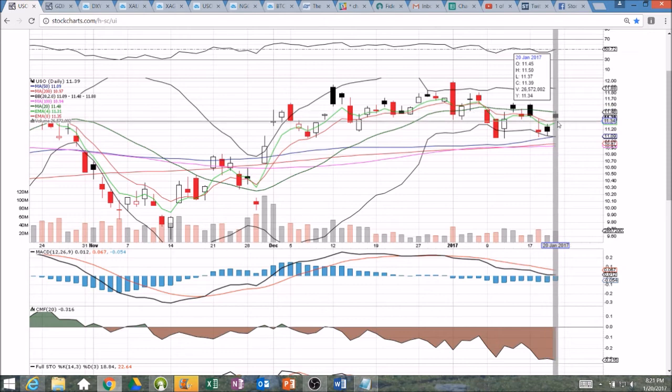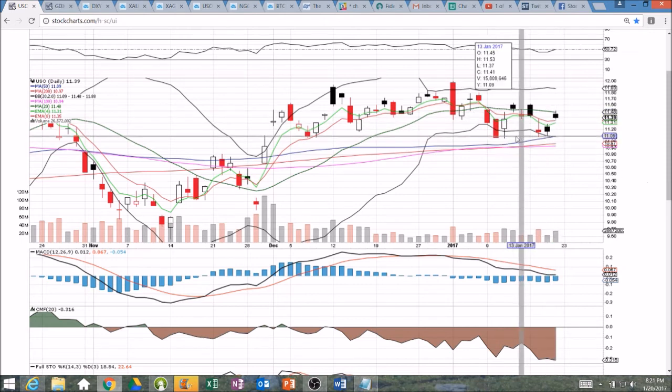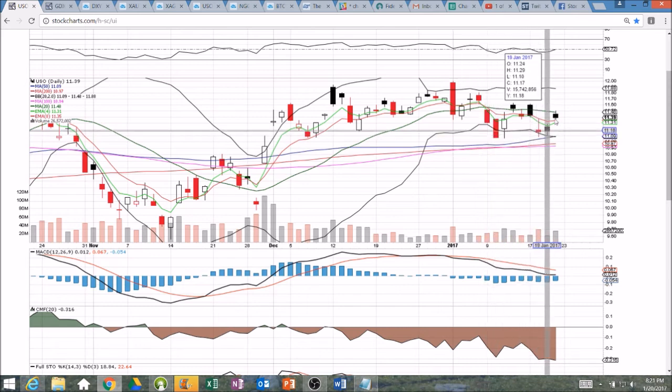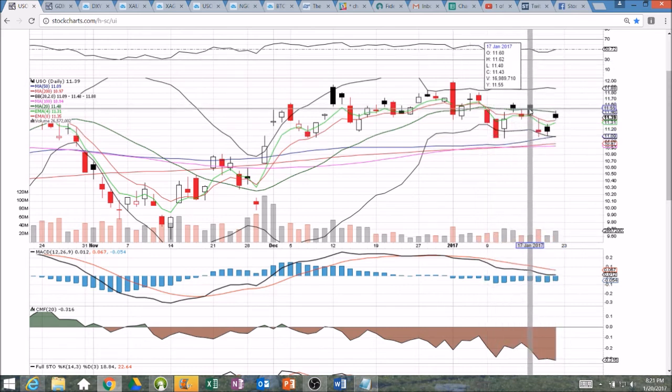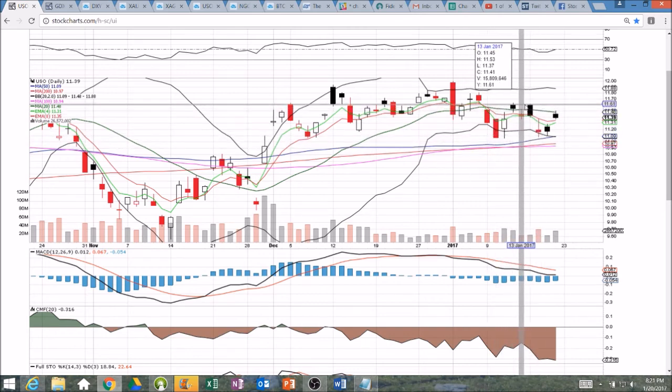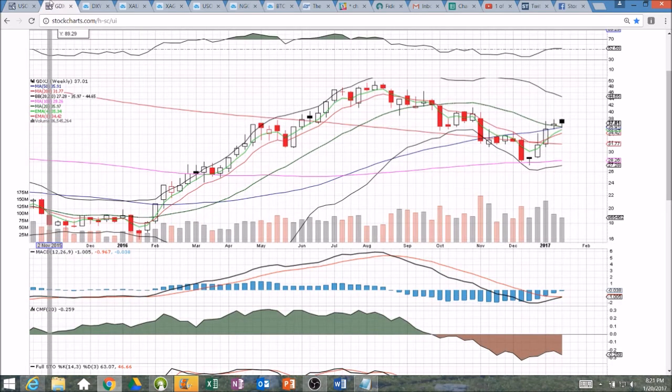So we need that middle Bollinger Band back as support, 11.48. We have our base of support down here, 11.07, 11.08. And now we need to break the lower high by getting over 11.63 and 11.62. So a little double bottom and a little double top. That's the range to be watching here on USO.